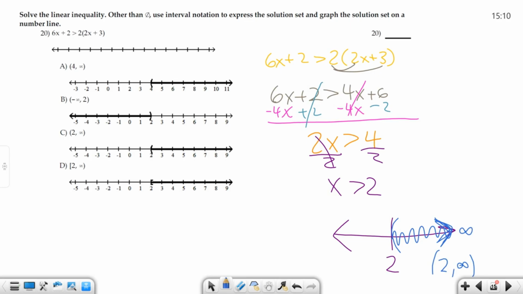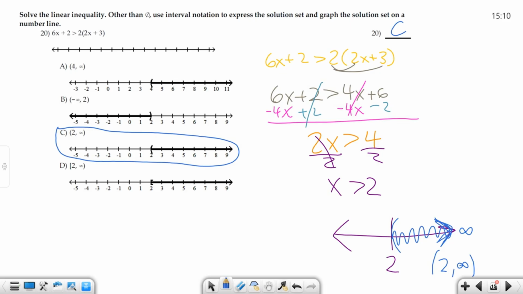And that one looks like not C. Or is it C? Hang on. Oh, yes. The graph is below it. C. I was looking at the graph above it. 2 to infinity, and this starts at 2 with the parenthesis and goes out forever with the arrow shaded. So that's going to be C for number 20. Answer choice of C.